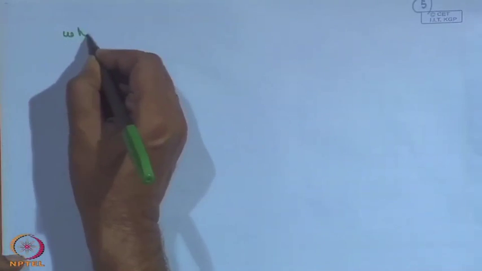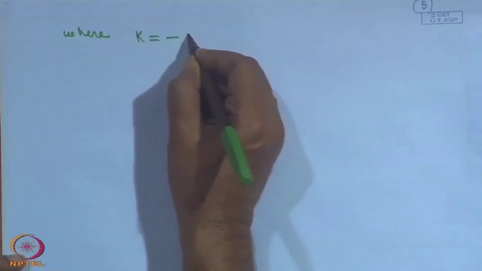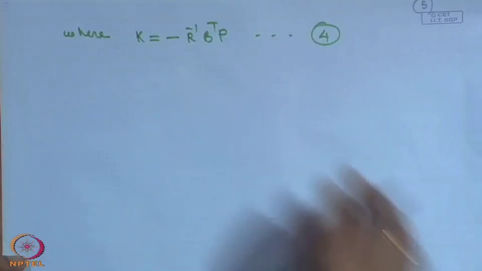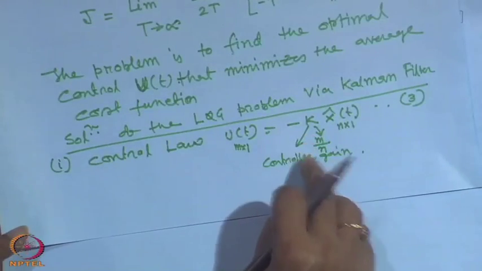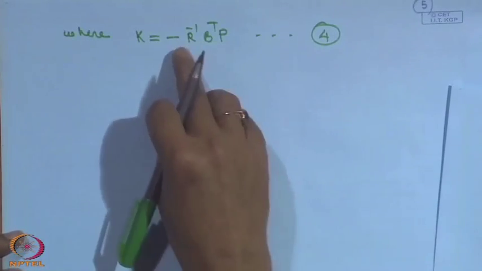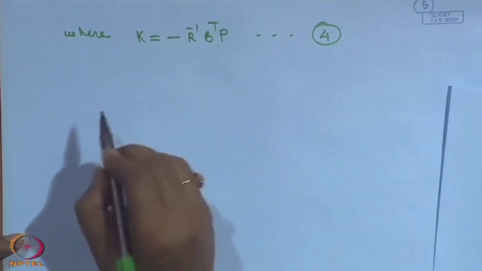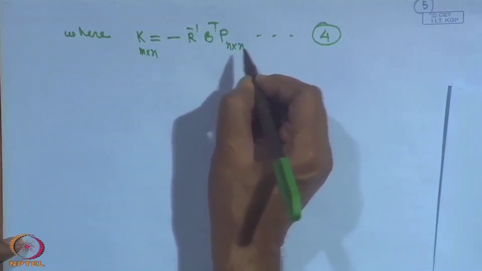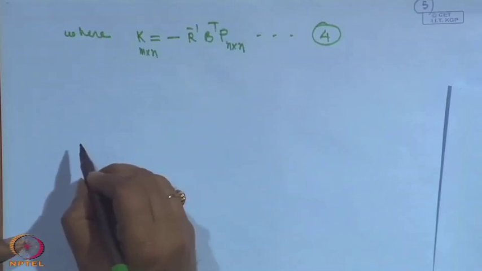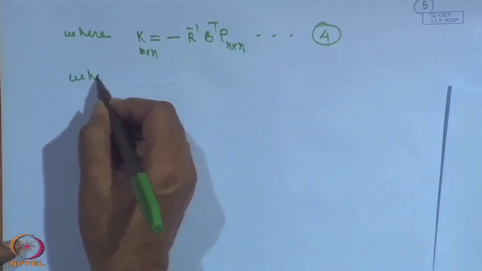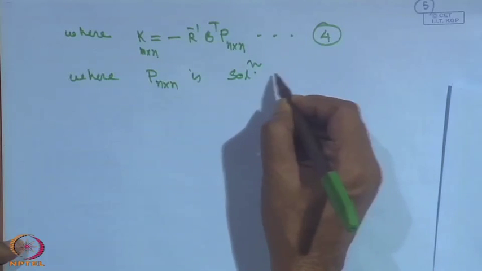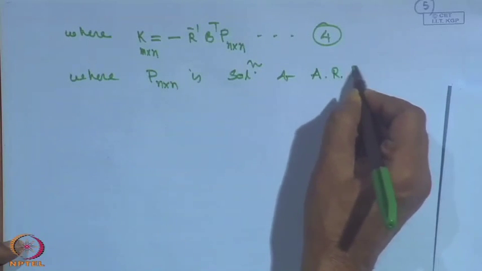So, let us see this one, where K is equal to minus R inverse B transpose P. Let us call this equation 4. As I mentioned earlier, K is designed the same as in the LQR problem, and we already discussed how we got this expression. Since K's dimension is m cross n, the other dimensions we know immediately. So, that is equation number 4, where P is n cross n and is the solution of the algebraic Riccati equation.